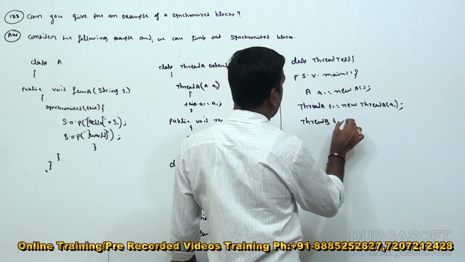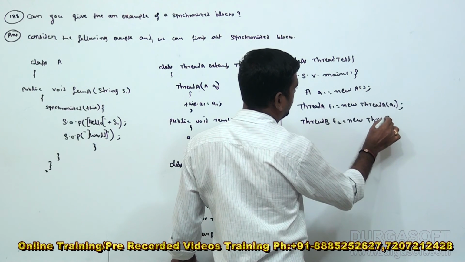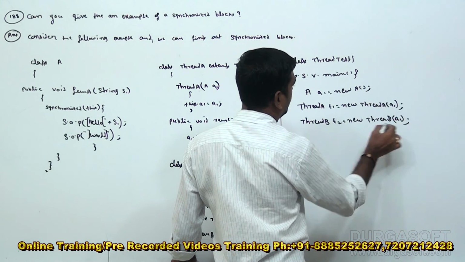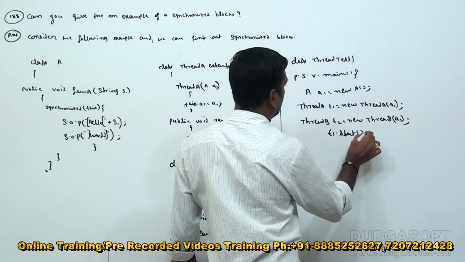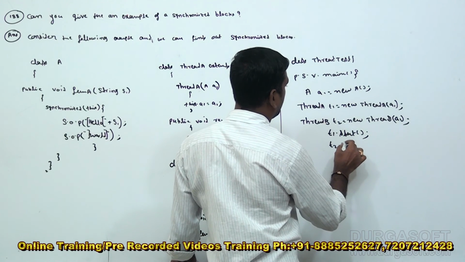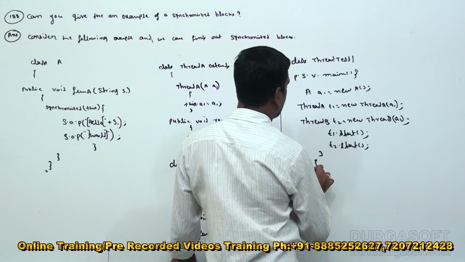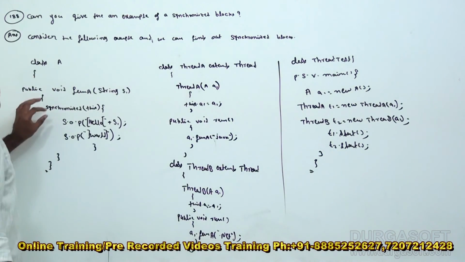The next, Thread B t2 is equal to new Thread B. Then we can pass the a1. Then t1.start. Then t2.start. That's enough. Close the method, close the class. When we are running the threads like this, this block is the synchronized block.